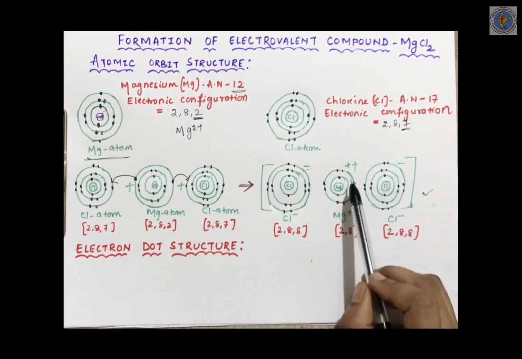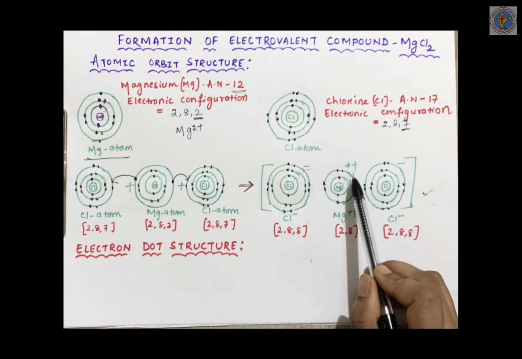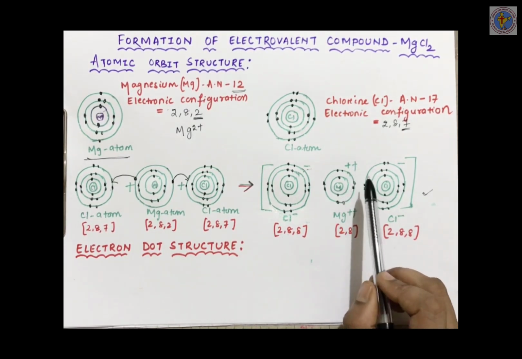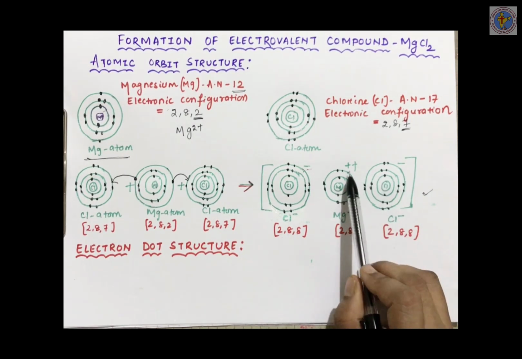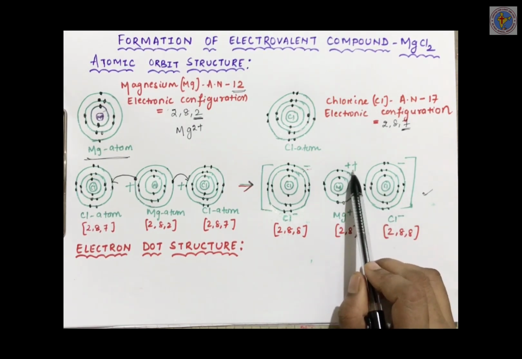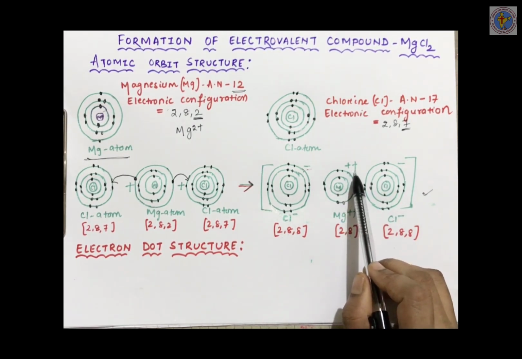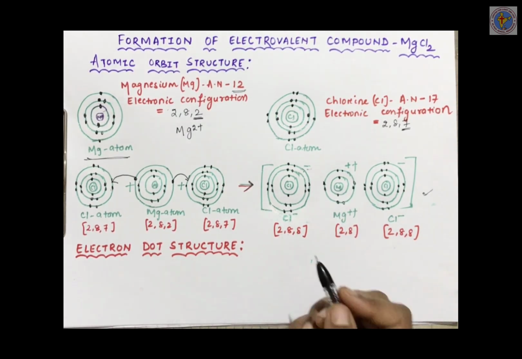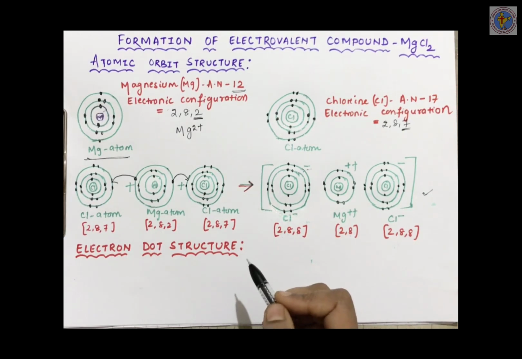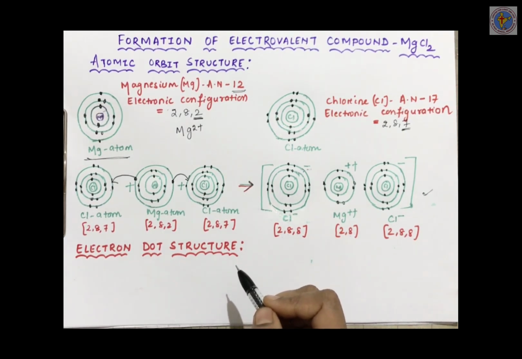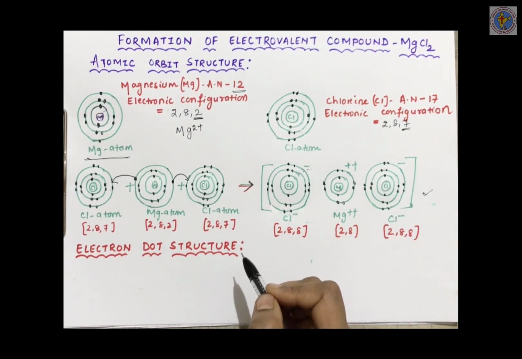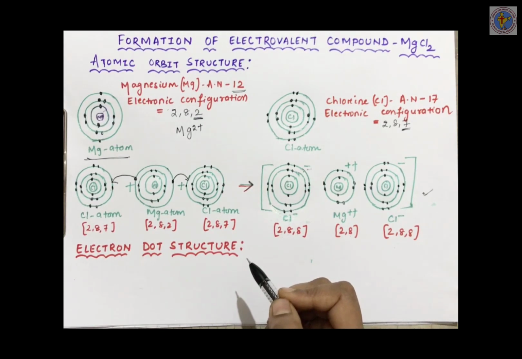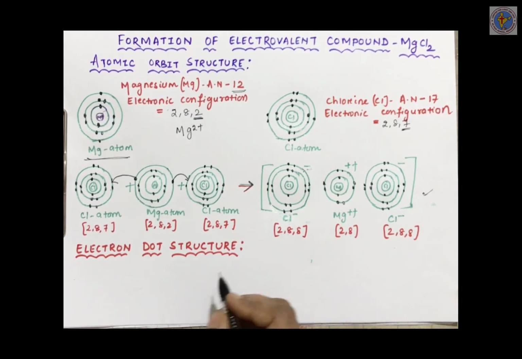So here you can see that we have written 2 plus. Why children? Because magnesium needs to lose 2 electrons in order to attain the stable noble gas configuration. Okay, so now let us draw the electron dot structure of MgCl2. Children, as I told you, in case of electron dot structure, you need to show the electrons which are present in the outermost shell only.